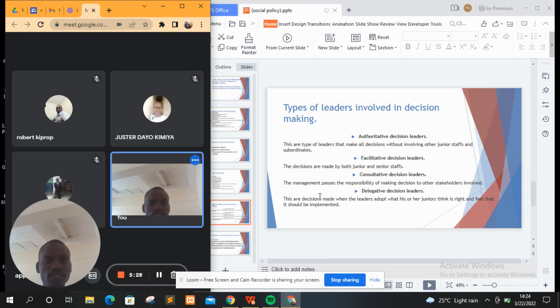Then constitutive decision leaders. The management passes the responsibility of making decisions to other stakeholders involved. Next, delegative decision leaders. These are decisions made when the leaders adopt what their junior staff think is right or feel that it should be implemented.